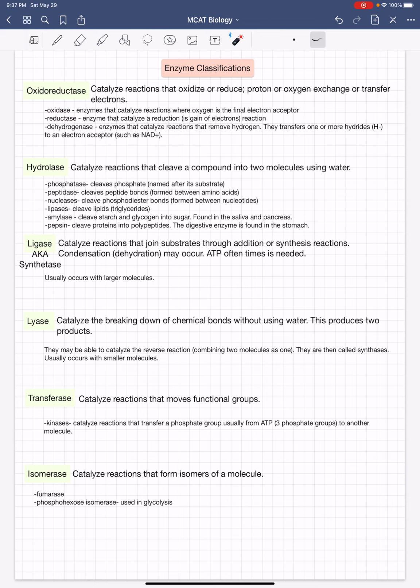Dehydrogenase, which are enzymes that catalyze reactions that remove hydrogen. They transfer one or more hydrides to an electron acceptor, such as NAD+. And so the reaction can look similar to this, where electrons are transferred between B and A.